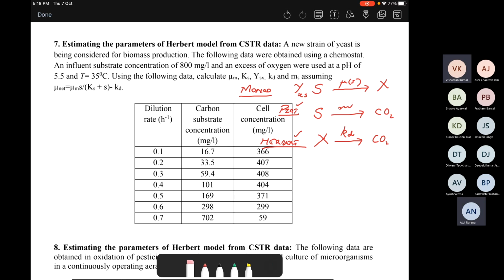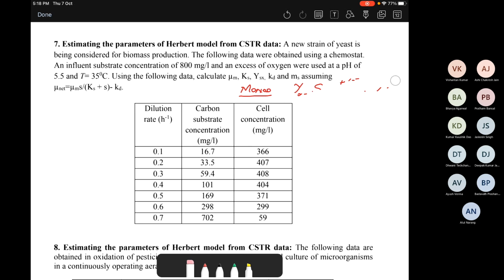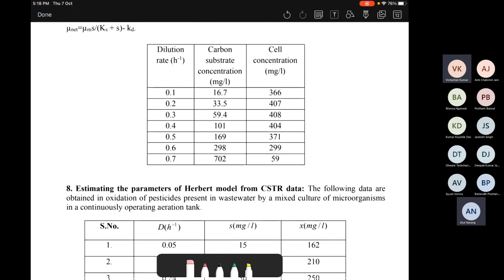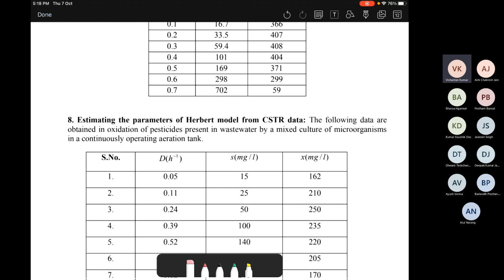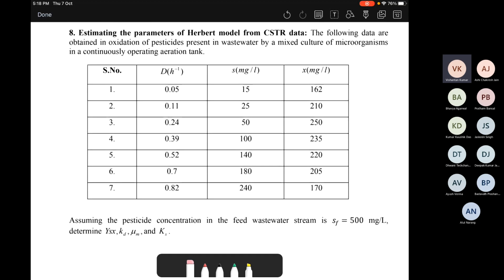Yes, sir. Okay. Have you people actually tried to solve these problems? Yes, sir, I've solved the problems. They were doable. Okay, go ahead. Any other questions?